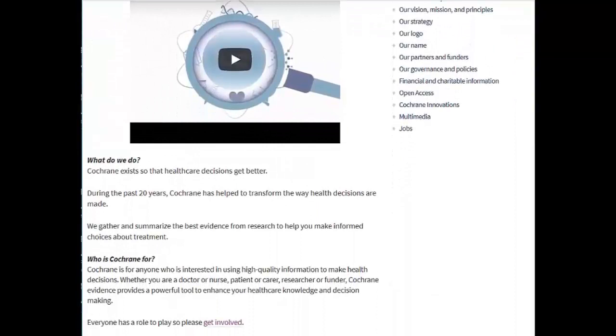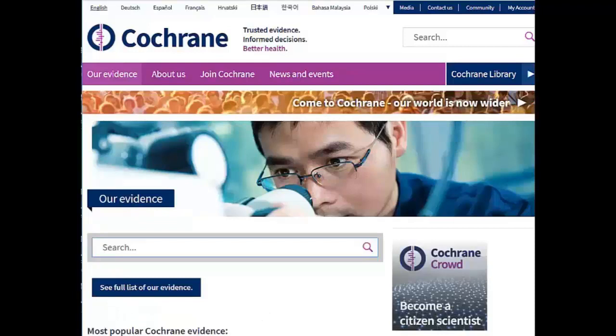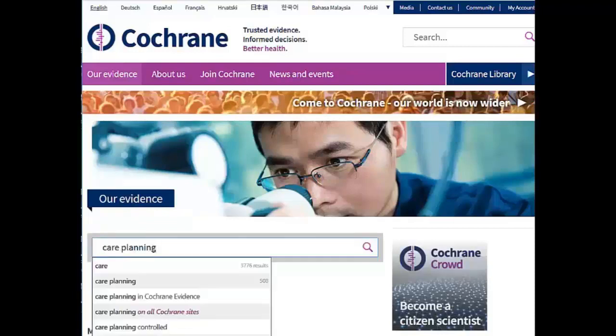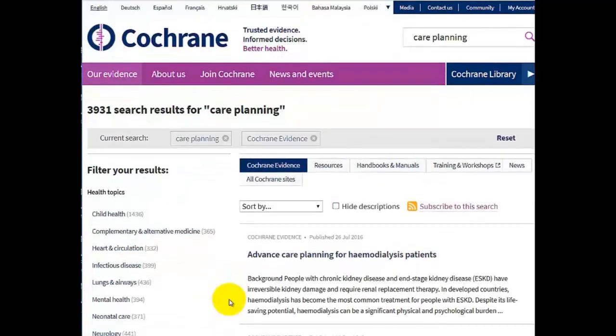There are ways to browse, specifically by the health topics that are of interest to you. It helps you identify quickly the relevant evidence that you may be interested in. Individuals can also conduct more specific searches using keywords, and they can filter their searches by new evidence.